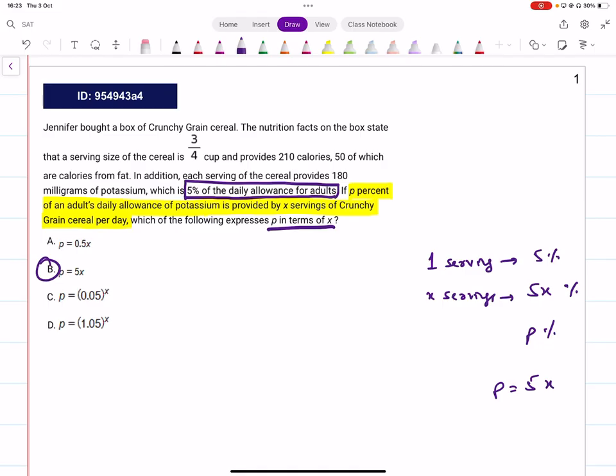Okay? So this actually tells you why it is so important to look at the question at the end first, so you know what to look for in the question. Otherwise, you'll get confused about what they're really saying here. 210 calories, three-fourth cup, out of which 50 are from fat. That's a lot of irrelevant information, which is not really required. Is that okay?